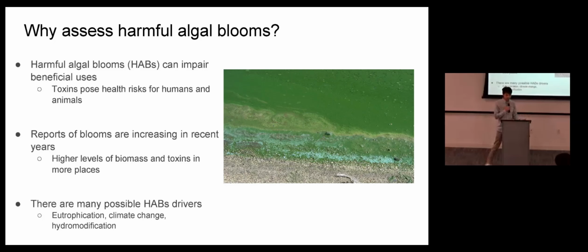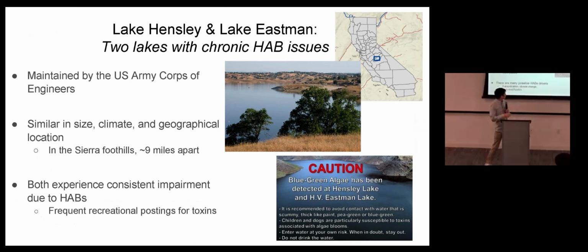We're concerned about these increases in HABs, and there are many possible drivers, such as eutrophication, climate change, and hydromodification, that could be responsible. To further investigate HABs, we chose to focus on two lakes, Lake Hensley and Lake Eastman, which are experiencing chronic HAB issues. They're both created and maintained by the U.S. Army Corps of Engineers, and they're very similar in size, climate, and geographical location, being only about 9 miles apart from each other. They're located in the Sierra foothills, about 35 miles from Fresno, California. Both experience consistent impairment due to HABs and have frequent recreational warning signs for toxins.